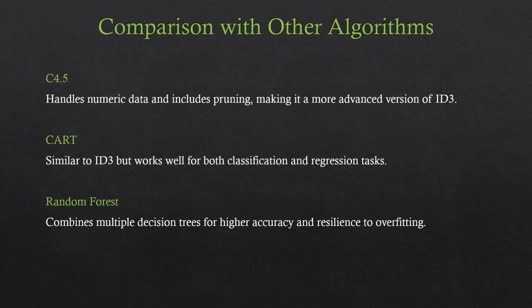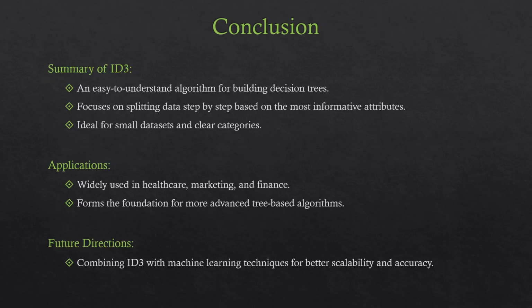Comparison with other algorithms. C4.5, an improved version of ID3, handles numeric data natively and incorporates pruning to address overfitting, often considered more robust and versatile than ID3. CART, classification and regression tree, is similar to ID3 but supports both classification and regression tasks. Next, random forest combines multiple decision trees for higher accuracy and resilience to overfitting.